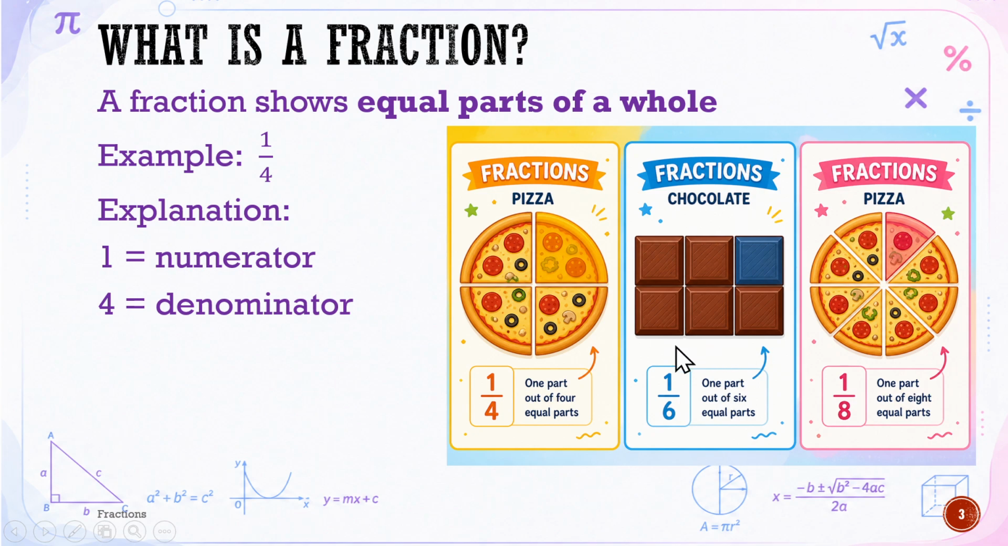Similarly, if we take a look at this, a whole chocolate is divided into 6 equal parts, and out of that, this one part can be represented as 1 of 6 as a fraction. For the third one, we have one full pizza divided into 8 equal parts, and one part out of those 8 equal parts will be represented as 1 by 8 in terms of fractions.